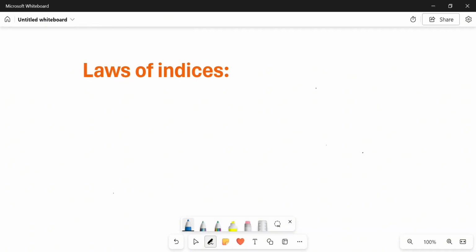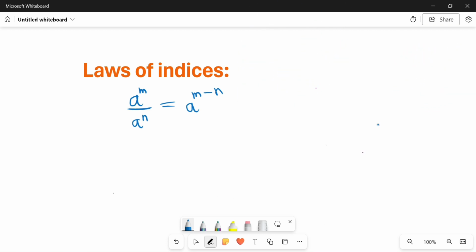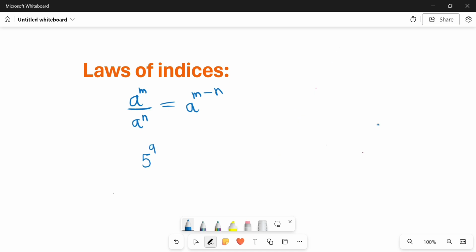Now let's take the other law of indices. If we have a to the power of m divided by a to the power of n, that's like a to the power of m minus n. To divide numbers with the same base, we keep the base and subtract the indices. Let's take an example of that. If we have 5 to the power of 9 divided by 5 to the power of 6, it would be 5 to the power of 9 minus 6.